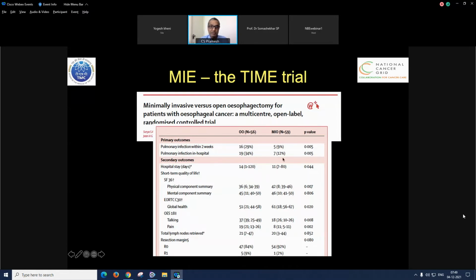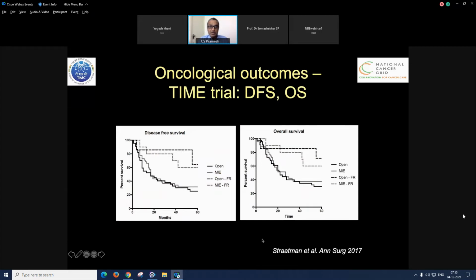And even in-hospital pulmonary infection rates were 12% versus 34%. And though there was a small difference in the hospital stay, 11 days versus 14 days, most of the other aspects like the short-term quality of life and the resection rates were fairly similar between these two approaches. The TIME trial looked at DFS and OS as well, and there was no significant difference, but this was not powered to look at differences in overall or disease-free survival, so we need to take this with a pinch of salt. But at least it does not seem to be dramatically lower than an open esophagectomy, and we don't really expect a minimally invasive esophagectomy to be an oncologically superior surgery.